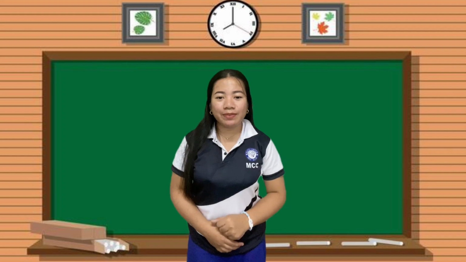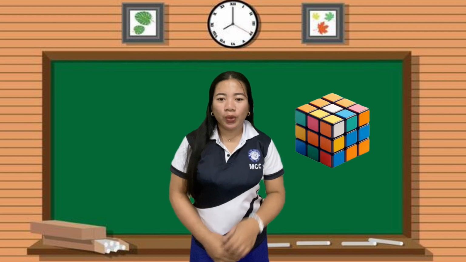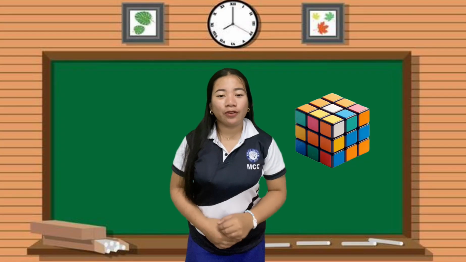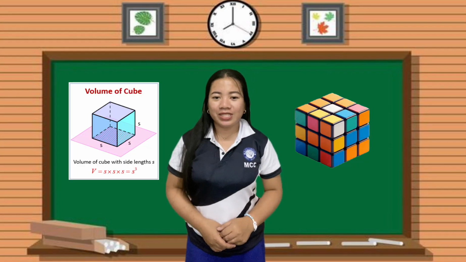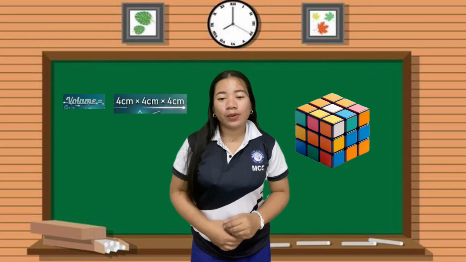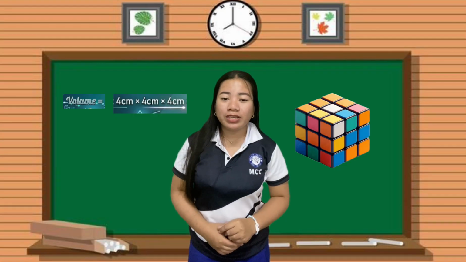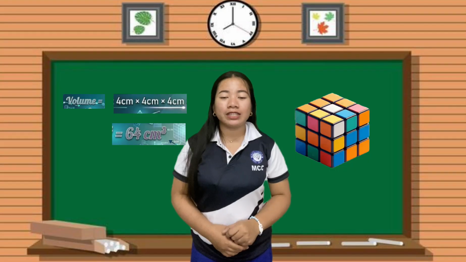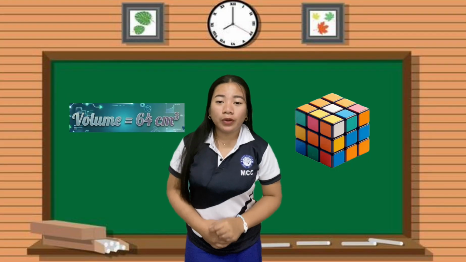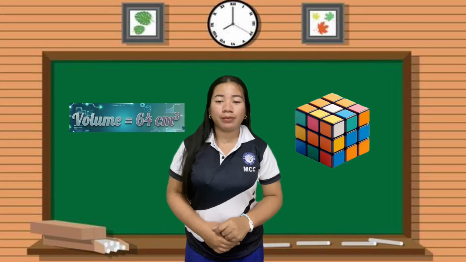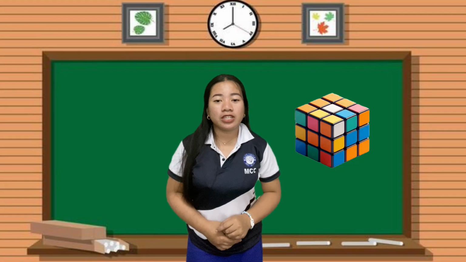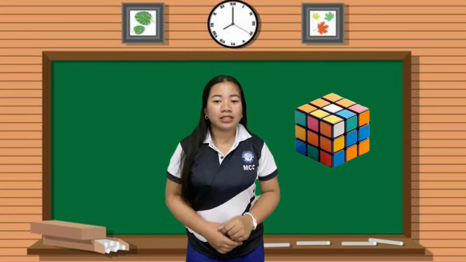Now, let's apply what we've learned with the problem-solving activity. Here's a cube with a side length of 4 cm. To find the volume, we use the formula: volume equals side cubed. Volume equals 4 cm times 4 cm times 4 cm, which equals 64 cm cubed. So, the volume of this cube is 64 cm cubed. We're applying the properties of the cube, equal edges and faces, to calculate the volume.